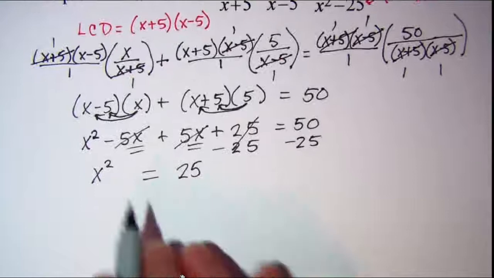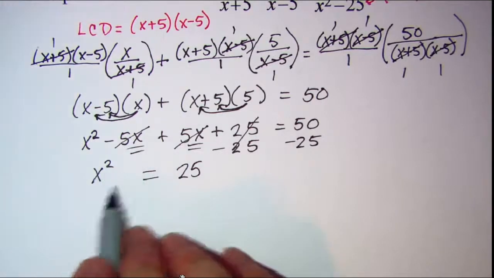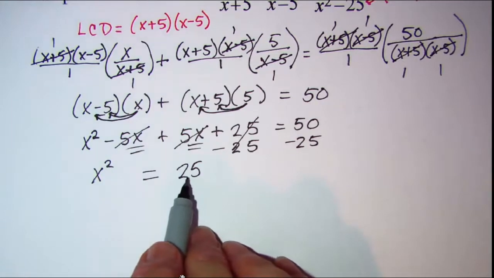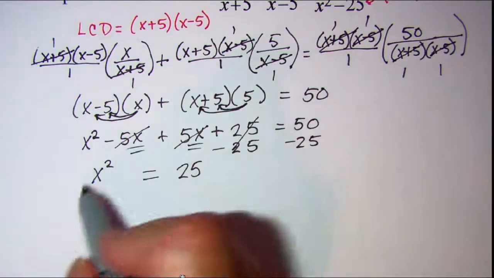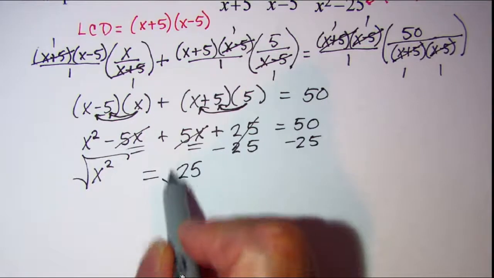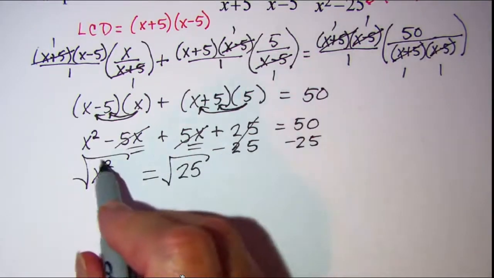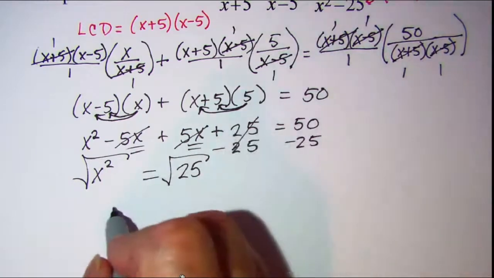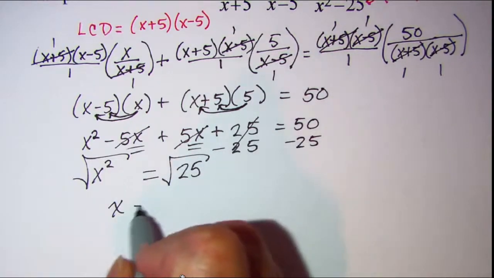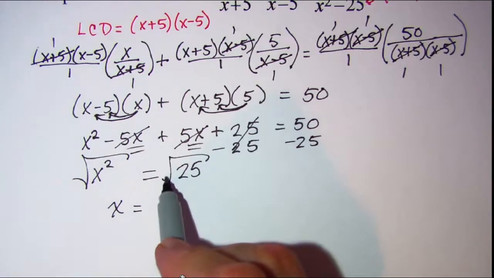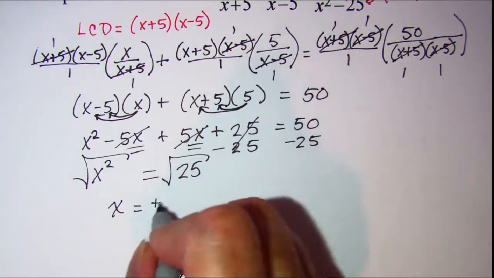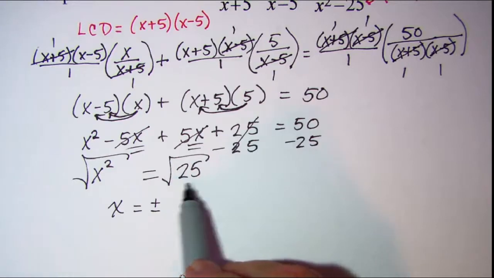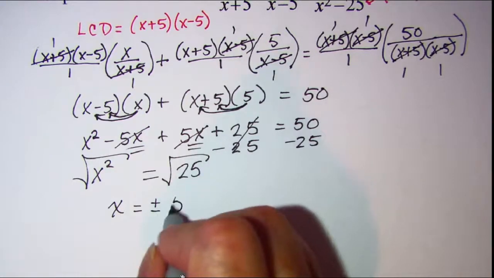Now the square root property says that if you have a quantity squared on one side of the equation and a number on the other side, you can square root both sides. And the square root and the square are inverse operations, so those cancel off, and I have x. And the square root property says that you also need to put plus or minus on this side. And we know that the square root of 25 is 5.